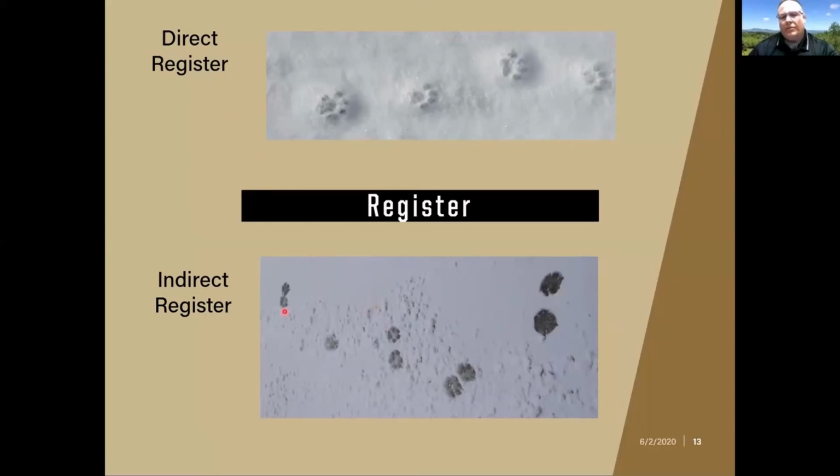Then we have indirect register, and this is more typical of pets, where they have a lot of energy to burn. They're getting fed at home, so they don't have to worry about blowing this energy. And so their front and back tracks are laying right next to each other, or sometimes overlap, but not completely superimposed. So those are direct register and indirect register. And those, again, with behavior can help you figure out what animal you're looking for.